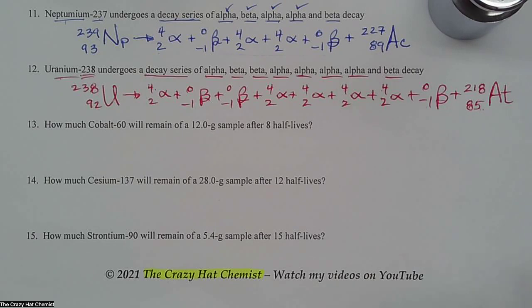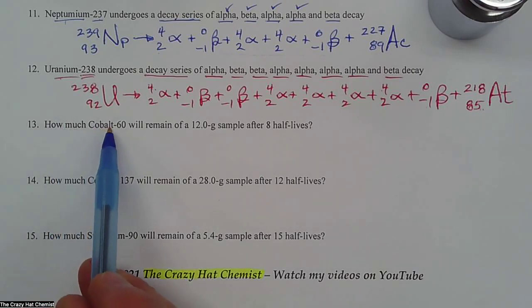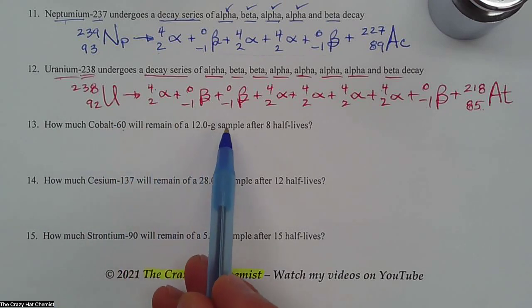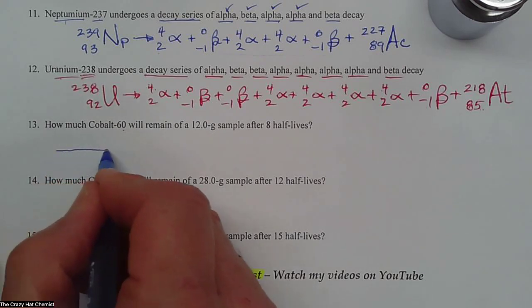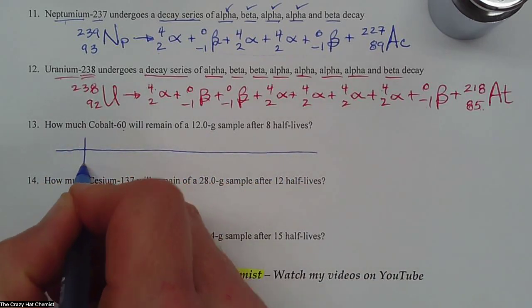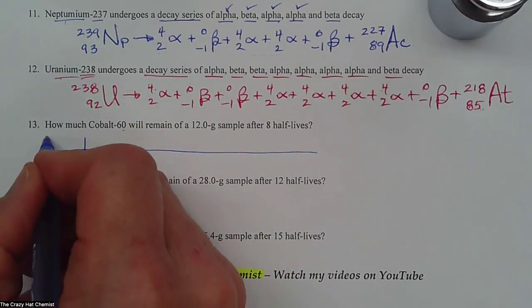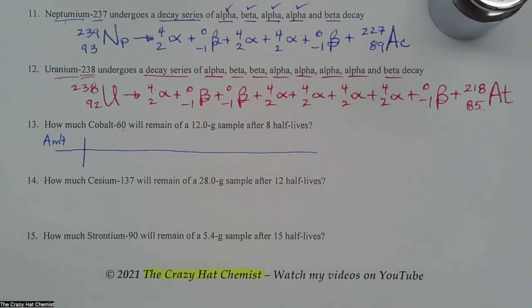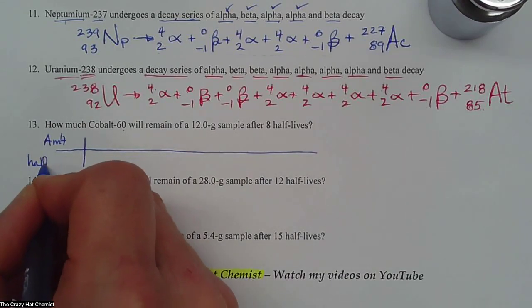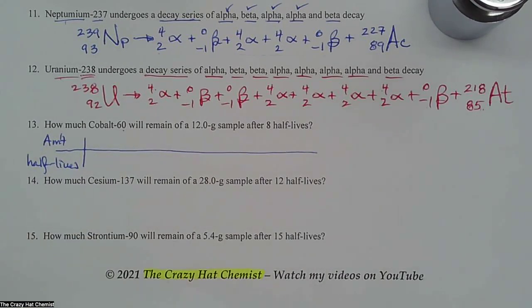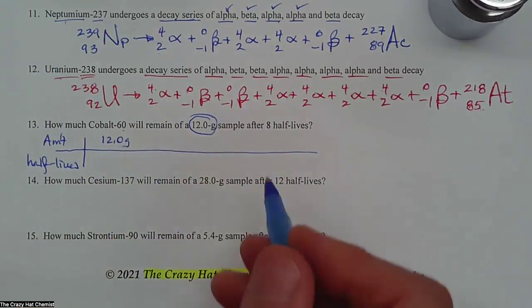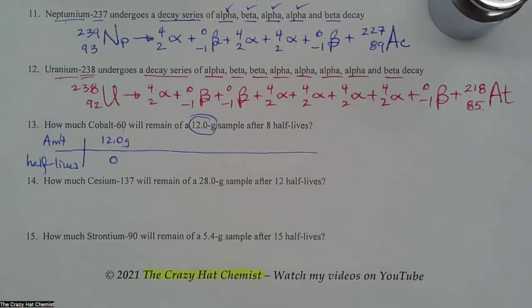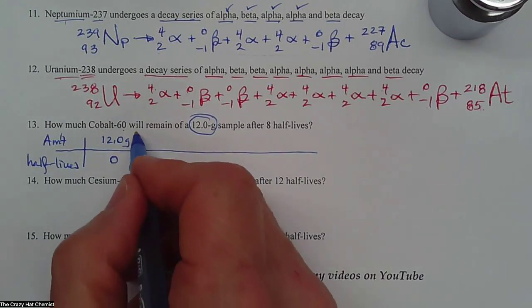All right, so now we're going to find out how much cobalt-60 will remain of a 12-gram sample after 8 half-lives. There are a number of different ways of doing these problems, but I'm just going to show you one. I'm going to do a little T chart here, which will be a horizontal section. We're going to have amount, and then half-lives. The amount that we start off with is 12 grams, at time of 0 half-lives. I'm just going to draw a line right there.